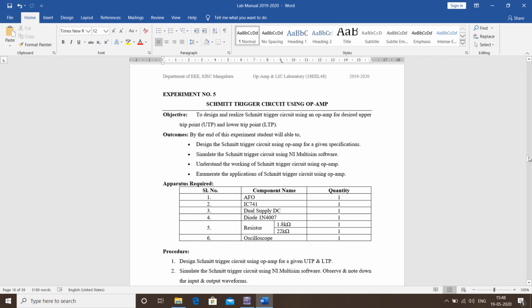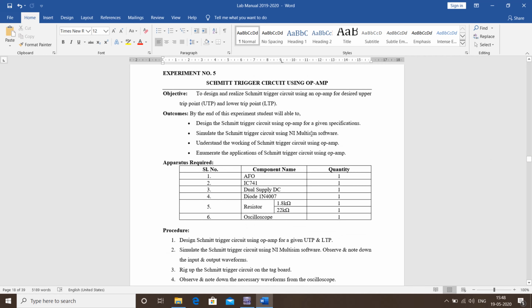So the aim of the experiment here is to design and realize the Schmitt trigger circuit using an op-amp for desired upper trip point, that is UTP, and lower trip point, LTP. And after this part, we will be plotting the input and output waveforms.